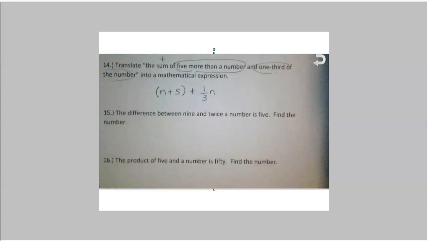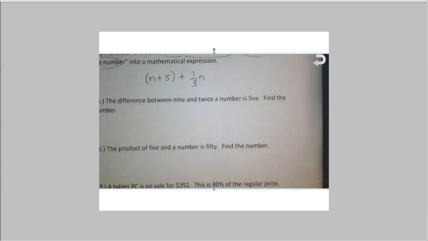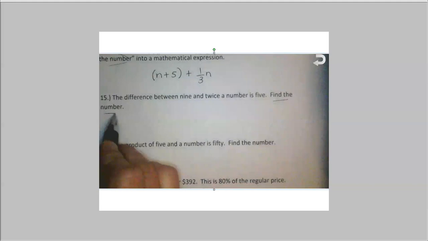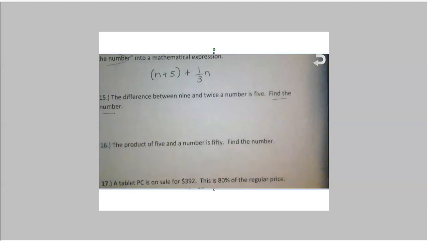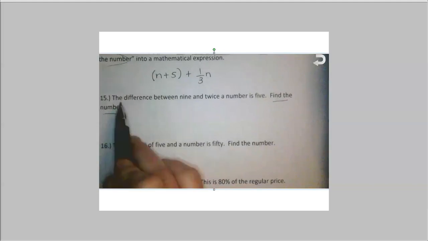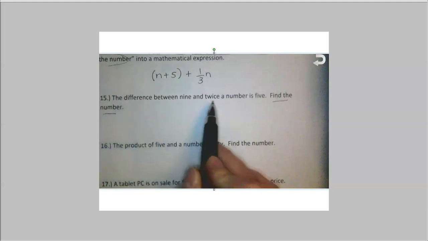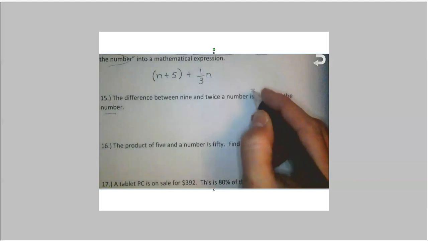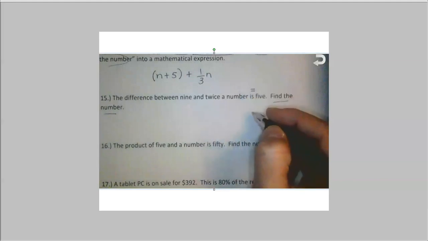These next two are similar, but we're going to take it a step further because after we set it up, it actually asked me to find the number, so I'm going to be solving this one. The difference between 9 and twice a number is 5. We've learned in previous chapters that usually in mathematics "is" means equal to, so this has an equation.